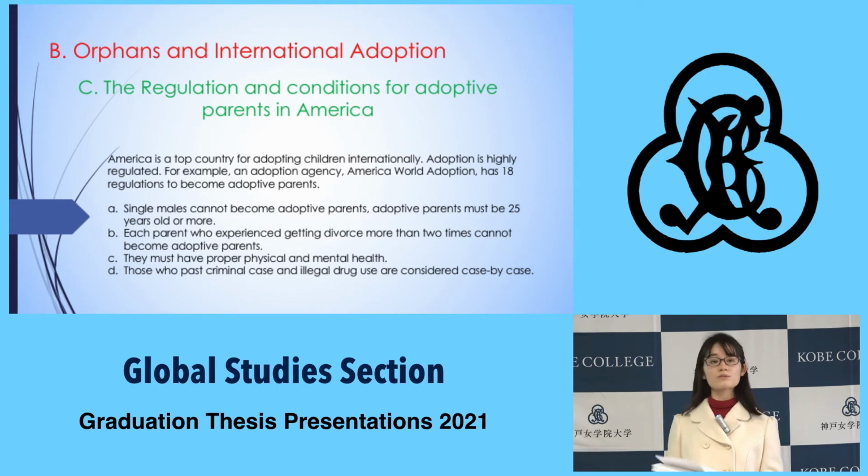The regulation and conditions for adoptive parents in America. America is a top country for adopting children internationally, so adoption is highly regulated. For example, an adoption agency, American World Adoption, has 18 regulations to become adoptive parents. For example, single males cannot become adoptive parents. Adoptive parents must be 25 years old or more. Each parent who has experienced getting divorced more than twice cannot become adoptive parents. They must have proper physical and mental health. Those with a criminal record or illegal drug use are considered case by case.